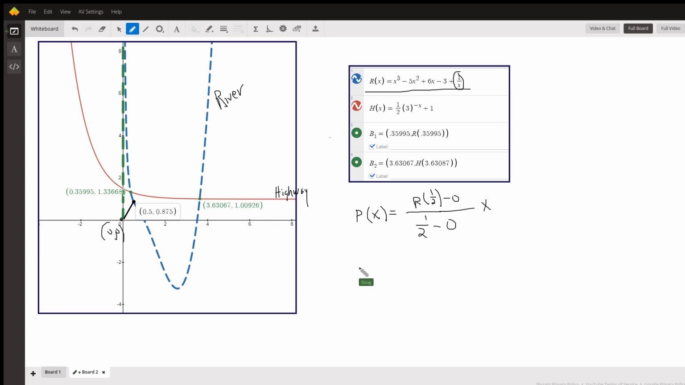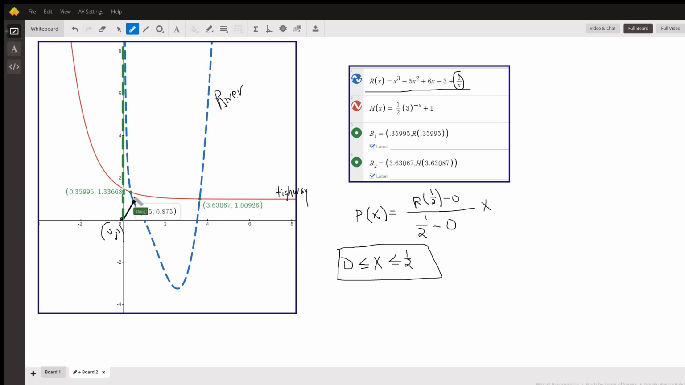But the real question is, what was the domain? Well, once you get to the river, there's no bridge there. You can't cross it. So it looks to me like the domain is x between 0 and 1/2. If you go greater than 1/2, you're in the river. Okay, so that's the answer to the first part.